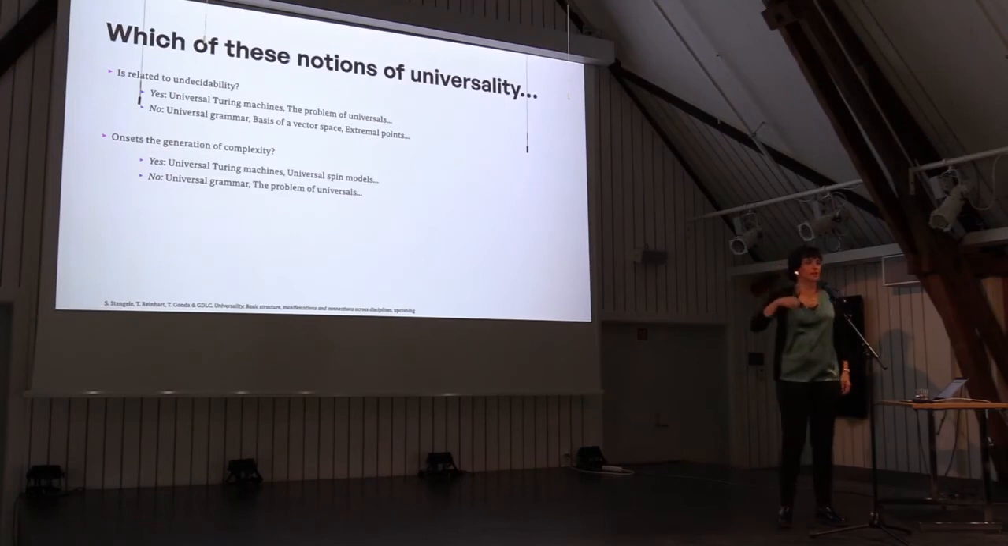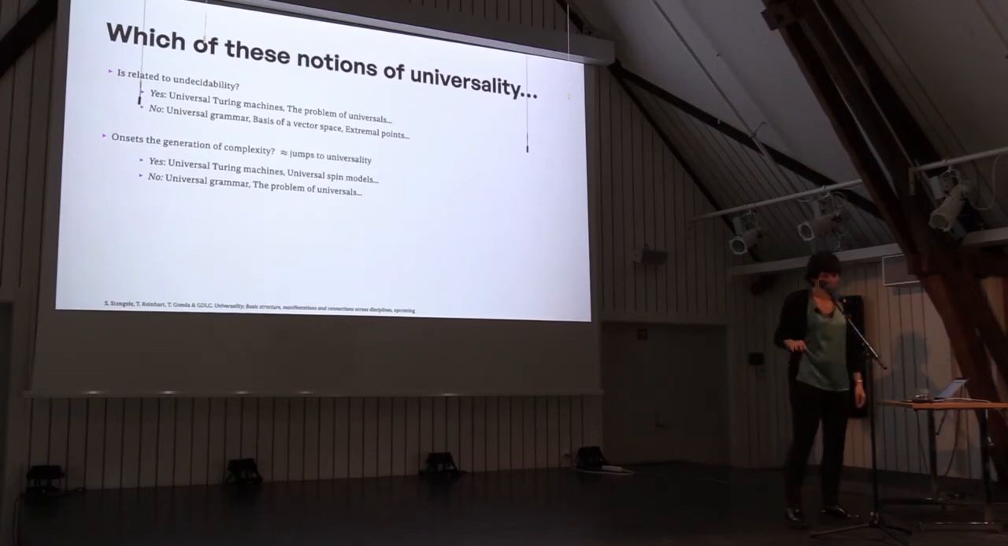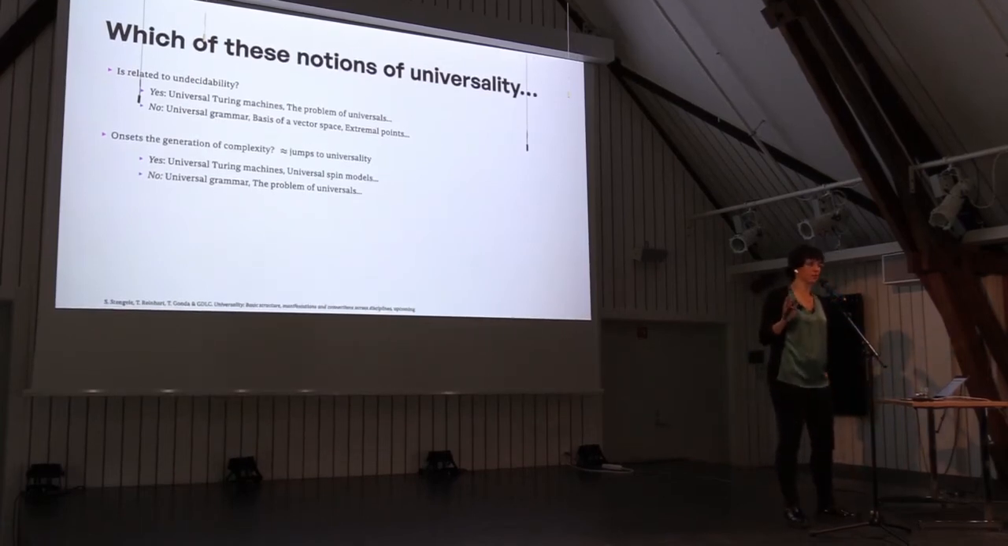And also, I see universality as some sort of a generation of complexity. Or I would like to understand why everything is so complicated, or some aspect of that, in the light of universality, because very simple things are universal and are capable of capturing the complexity of everything else somehow. So I would claim that Turing machines and spin models do onset the generation of complexity, but the universal grammar doesn't, or the problem of universals doesn't either. This is something like what David Deutsch calls the jump to universality in his book, The Beginning of Infinity, if you've read it.